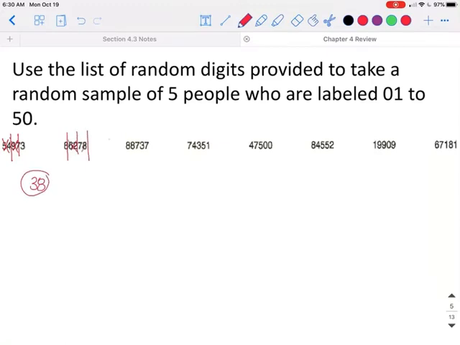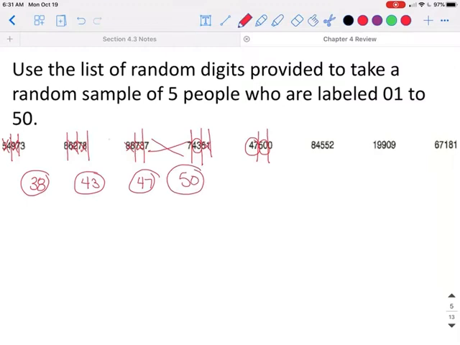62 is too large, 78 is too large, 88 is too large, 73, 77, but we would select person 43. 51 is too large, but we would select 47. We would select person 50, and we would select the person labeled 08.